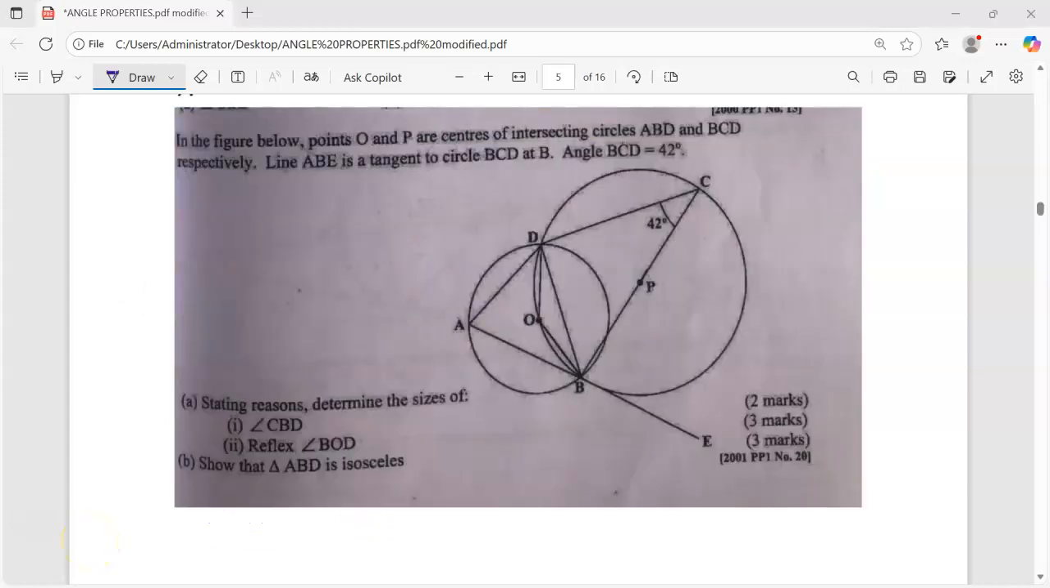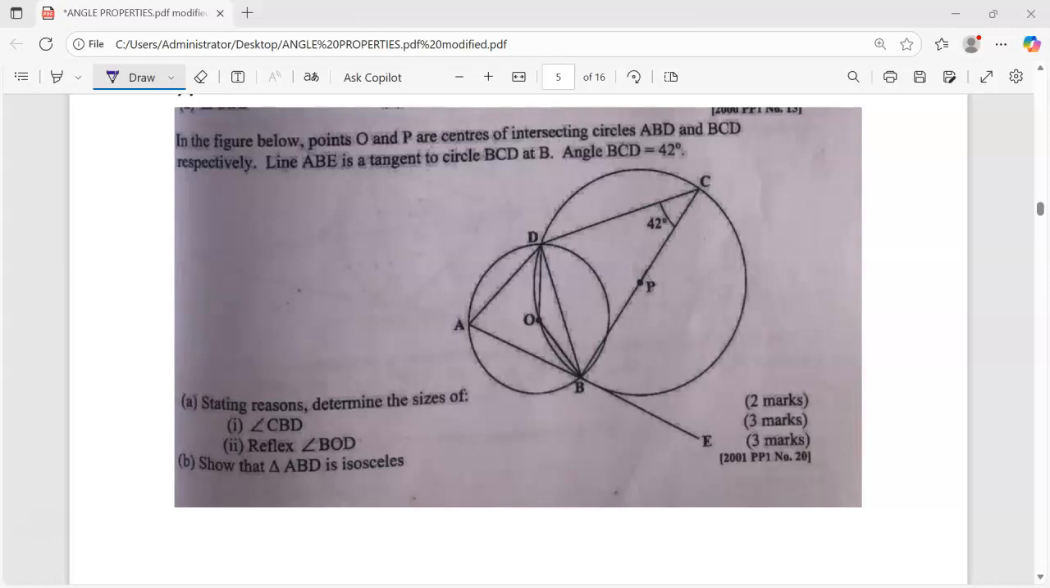Next, we look at K.C.S.E 2001, paper 1, question number 20. The question reads: in the figure below, points O and P are centers of intersecting circles ABD and BCD respectively. Line ABE is the tangent to the circle BCD at B. Angle BCD is 42 degrees. Stating reasons, determine the sizes of angle CBD, reflex BOD, and show that triangle ABD is isosceles.